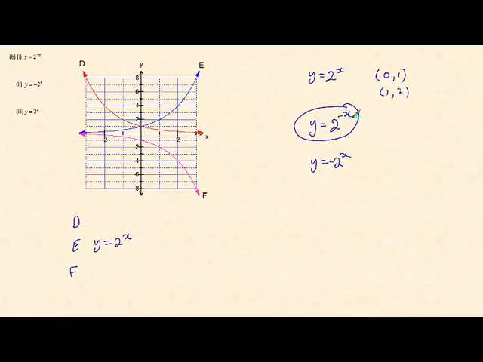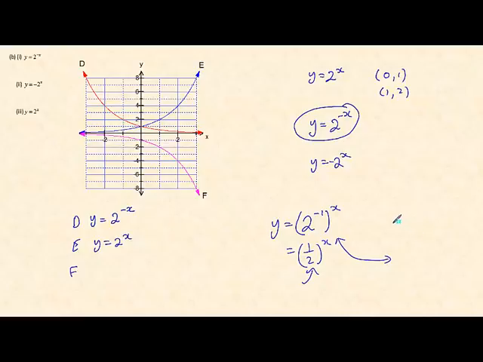Now let's look at this one here. y equals 2 to the negative x. Well, there's a couple of ways we could look at that. Using index laws, we could say that's 2 to the negative 1, to the x, which is a half to the x. And we know when the a value is between 0 and 1, then the graph slopes the other way. So that would suggest D, and in fact that is correct, so let's just write it in.